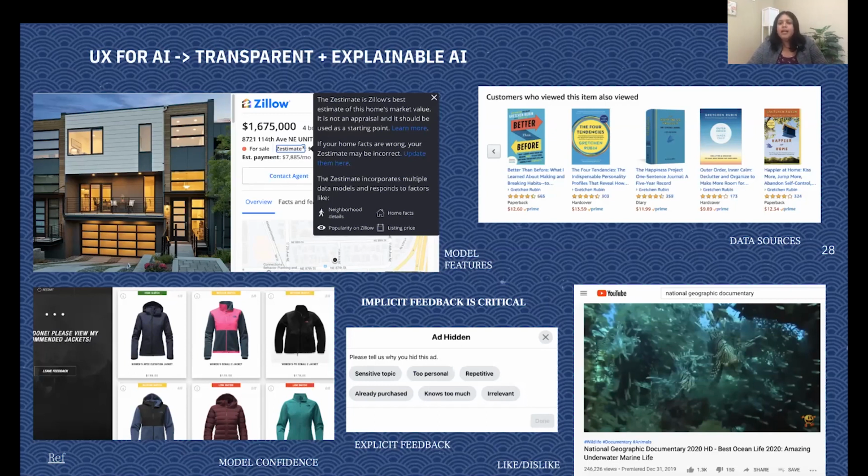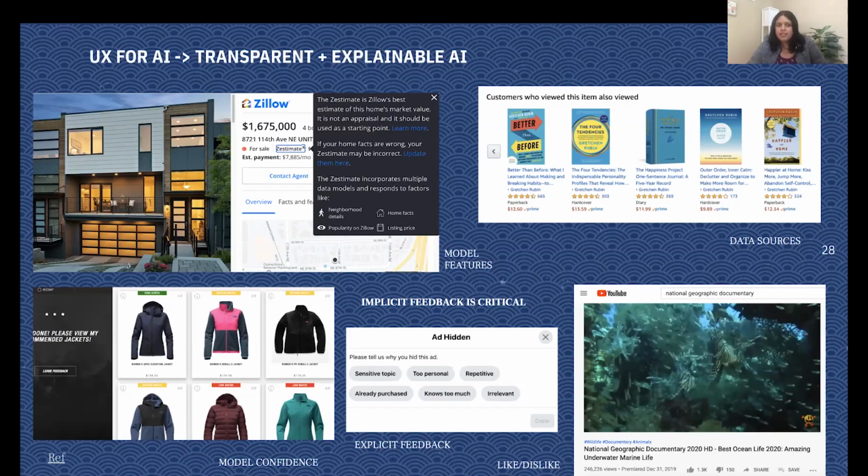Understand, implicit feedback is super critical to building better AI models. With that being said, I'm going to walk you through some examples where the UX has made the AI easy to explain and transparent.